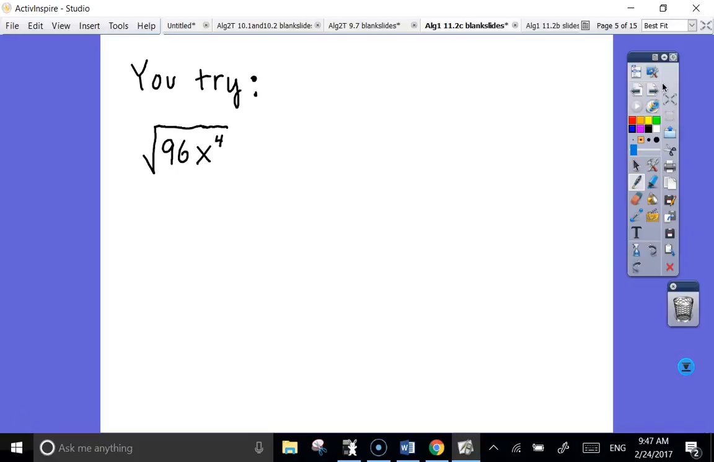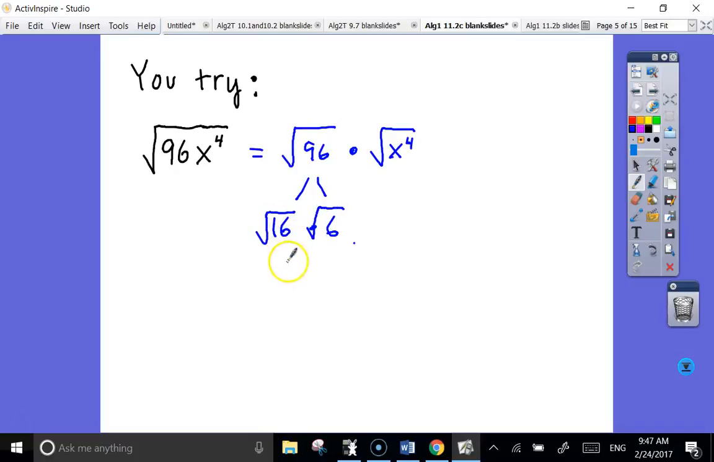Right. How did the square root of 96 simplify? We did this, like the first problem on your worksheet, right? Let me split it up. I'll call this the square root of 96 times the square root of x to the fourth. Okay, and we did this one, right? That was 16 times 6. So the square root of 16 is 4 times the square root of 6.